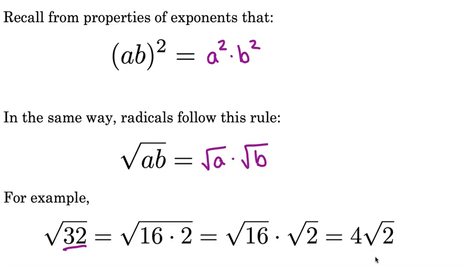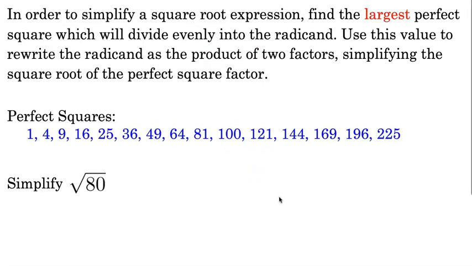So in order to simplify square root expressions, we are going to need to do some factoring and also work with perfect squares, right? And make sure we know our perfect squares to help us along. So writing this all out, in order to simplify a square root expression, find the largest, and that's important to note, the largest perfect square which will divide evenly into the radicand.